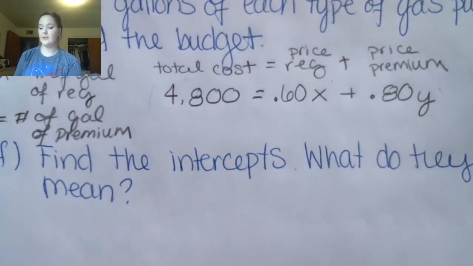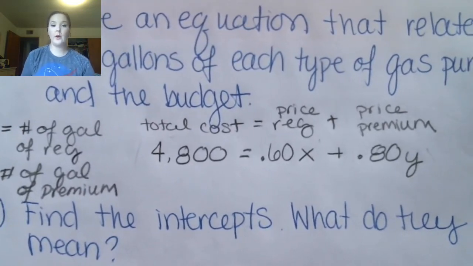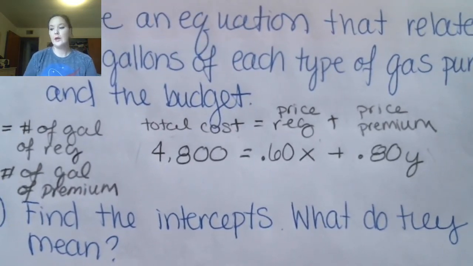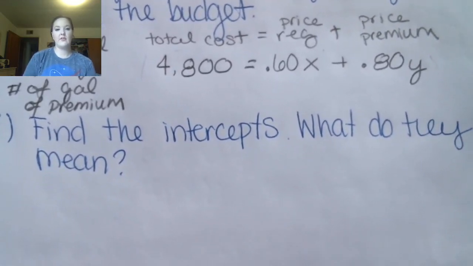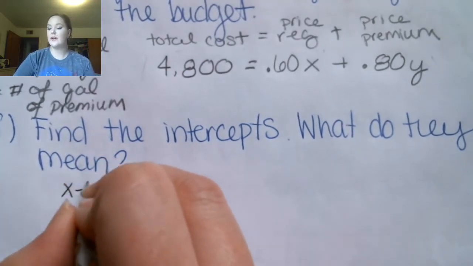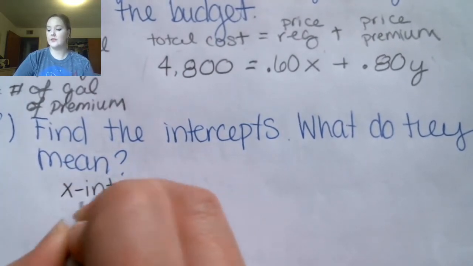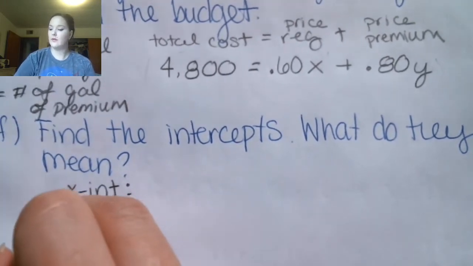All right. So this is something that we could have seen in 1.1 or even in 8.3, but let's look at the part that's specific to this section. Find the intercepts. What do they mean? We're going to find them the same way that we did in the previous example. So for the X-intercept, we're going to let Y be 0.